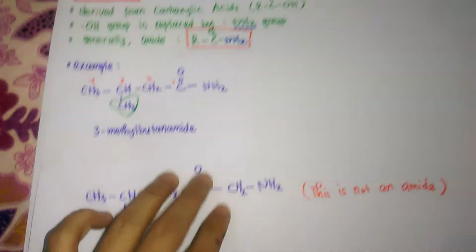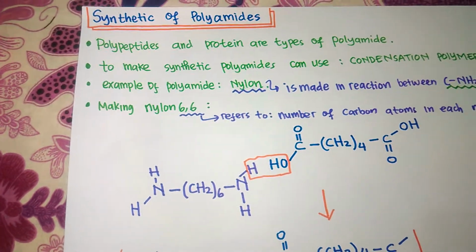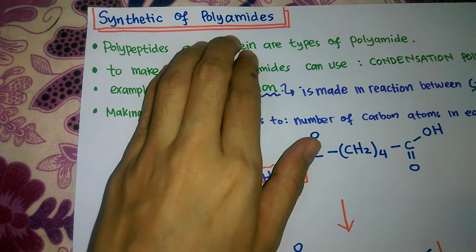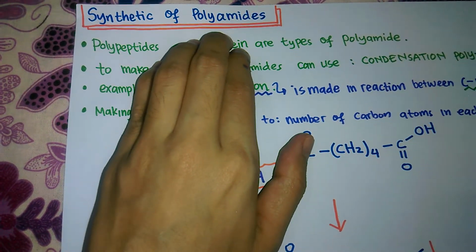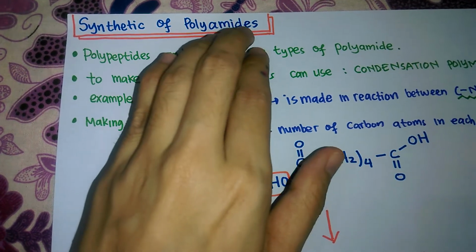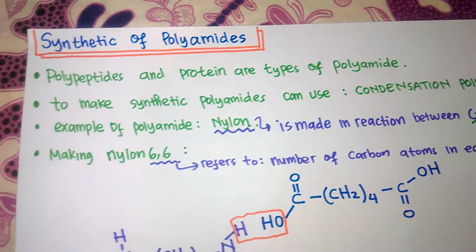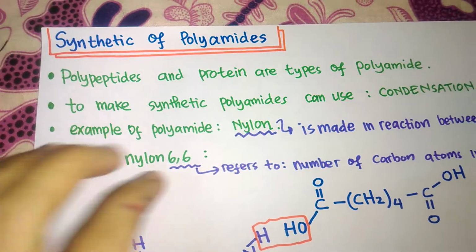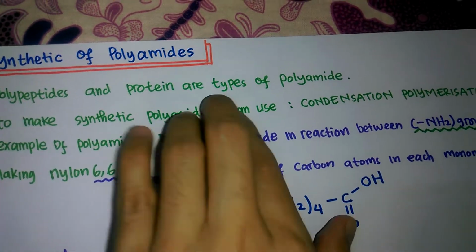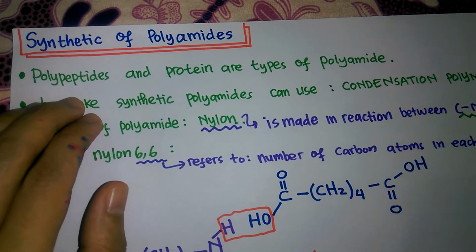Okay, now we move on to polyamides. As you already understand about amides, what comes to your mind when we mention polyamides? Of course, when we combine many amides, we get amide links, or polyamide. Let's move on. Polypeptides and proteins are types of polyamide. Just review yourself what polypeptides are.